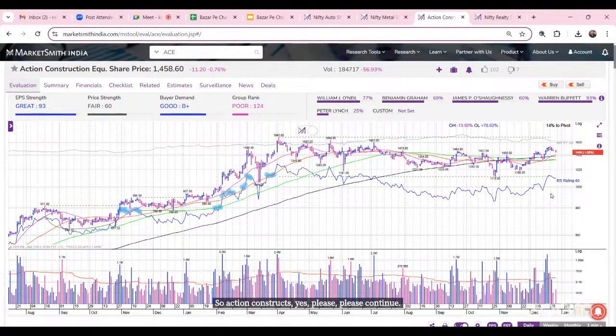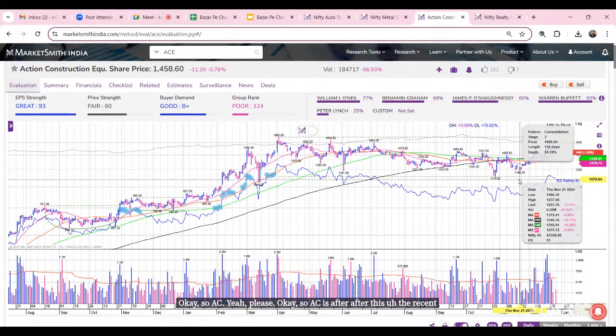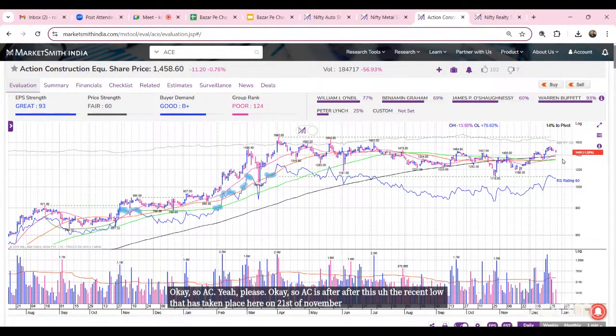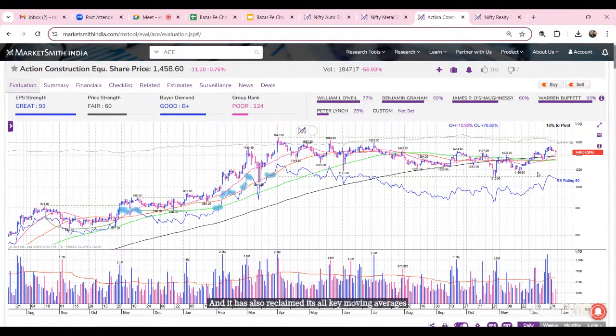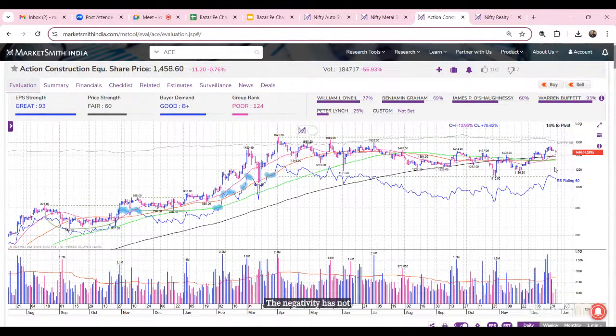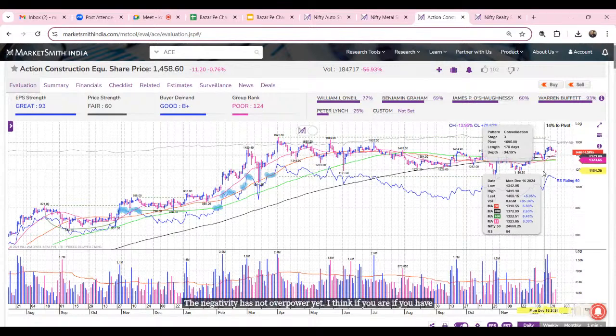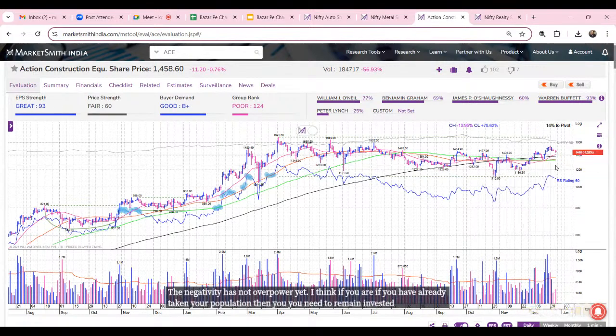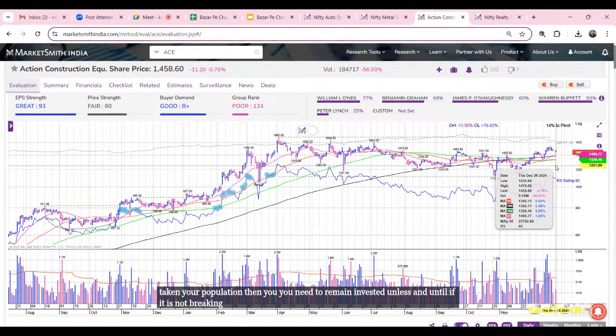Okay, so AC, after the recent low that took place here on 21st of November, we have seen a very nice amount of buying interest here, and the stock has tried to scale higher, and it has also reclaimed all its key moving averages. That is a positive sign. Now the stock is trending above all its key moving averages. It has also reclaimed its 200 DMA, and for the past 4 days there has been some sideways move, but still I think the negativity has not overpowered yet. If you have already taken your position, then you need to remain invested unless it breaks below its 100 EMA.